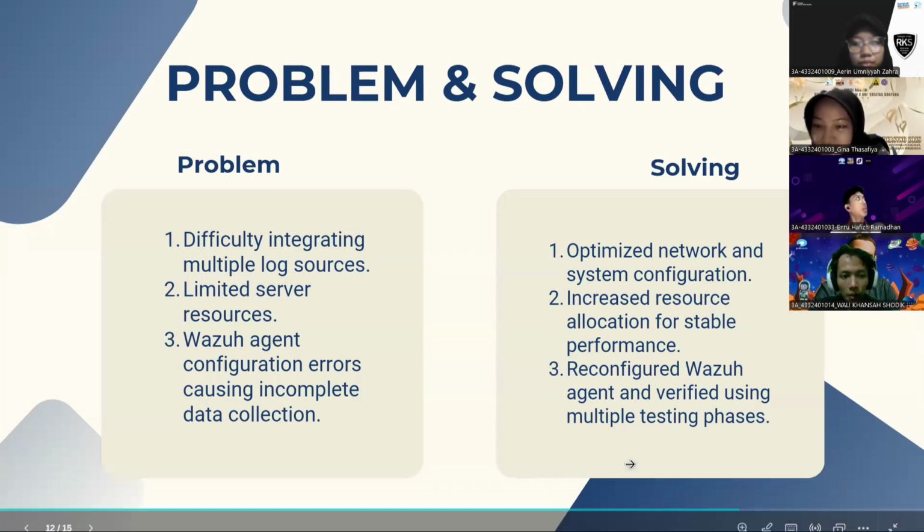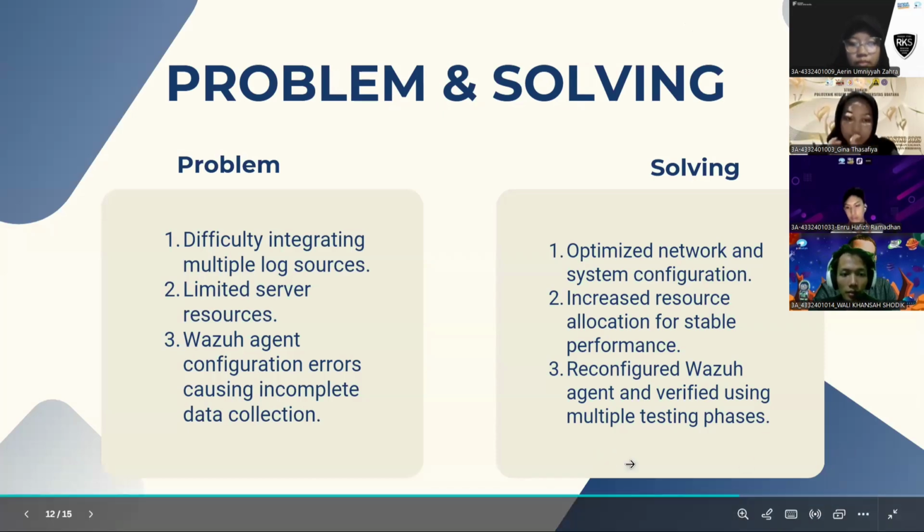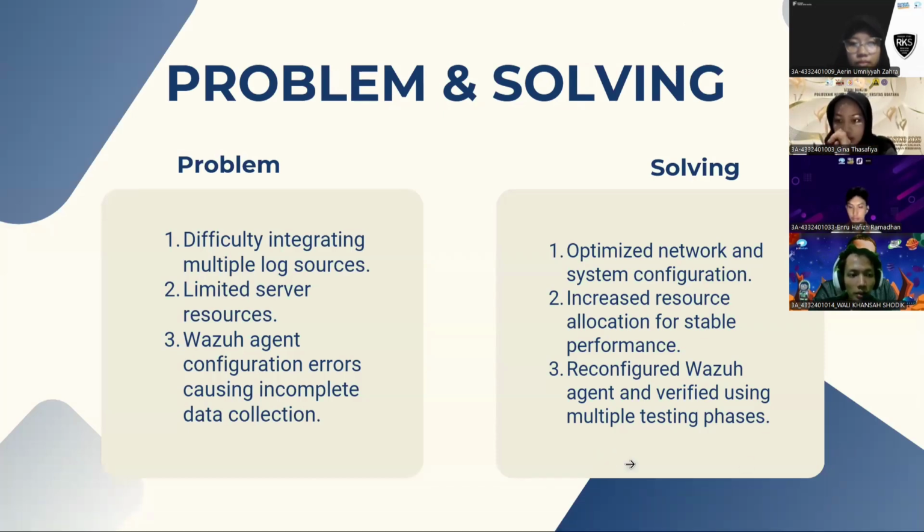Next, during implementation, we successfully overcame three major technical challenges, namely difficulty in integrating logs, server resource limitations, and Wazuh agent configuration errors. The solutions implemented included network configuration optimization, increased resource allocation for stable performance, and Wazuh agent reset through various testing paths to ensure data accuracy. Next, the explanation will be continued by Irene.